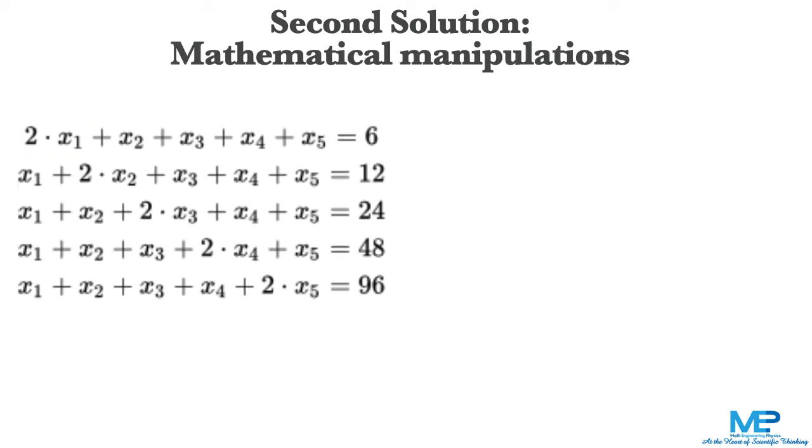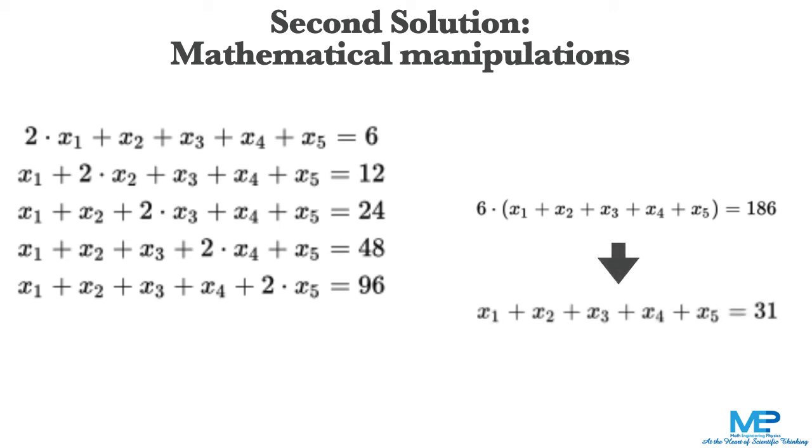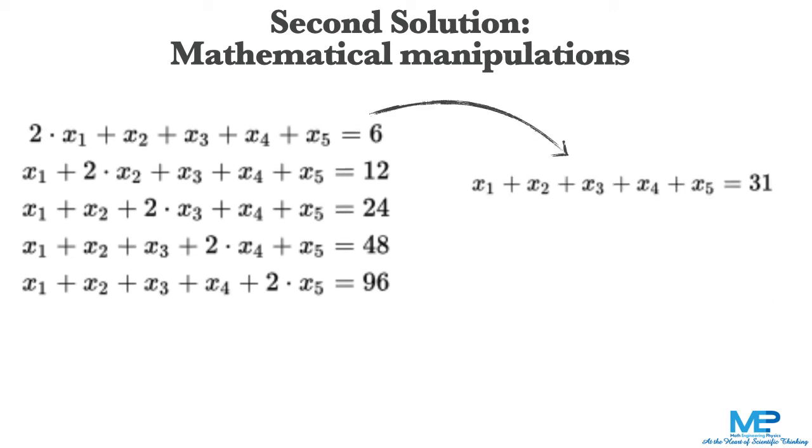To obtain the desired equation, just sum up each equation on the left. This produces the following result, which turns into this final equation. Now, subtracting this equation from each equation within the set on the left, we easily obtain the final solution.